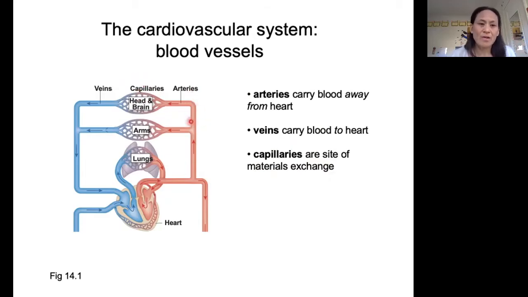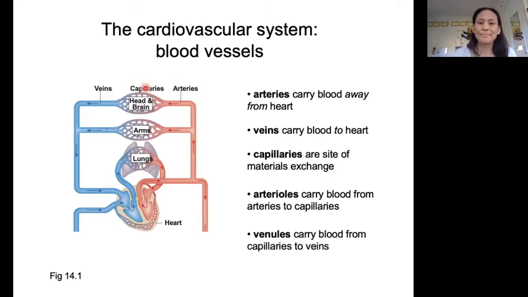So all of this, the arteries, the veins, and then the other two types that I'm going to tell you about in just a second, that's just to get the blood to the capillaries and back to the heart. But the capillaries are where the action happens, where the actual materials exchange happens.